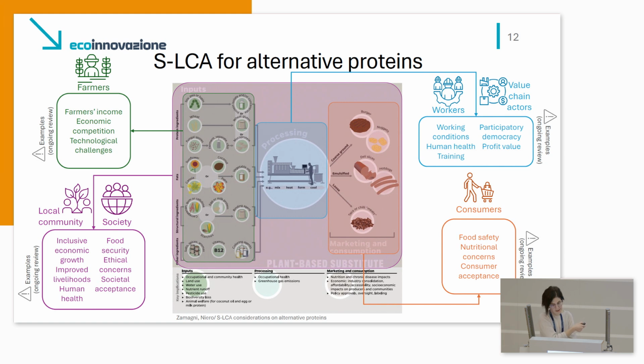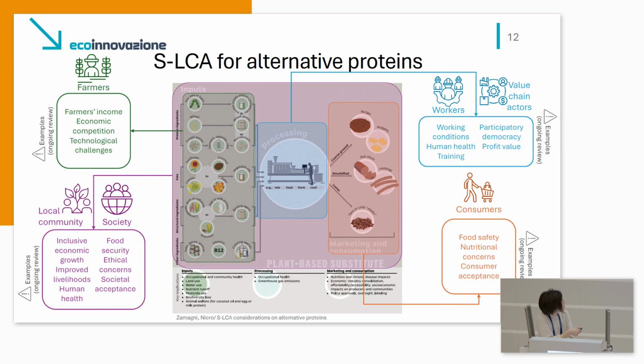When we go to workers, we talk about the working conditions. This topic was raised in the keynote of the first days. We don't need to forget that we have workers along the value chains we are evaluating, which might suffer from impacts that we are not aware of today. And human health and many other aspects. For consumers, we talk about food safety, nutritional concern, and also consumer acceptance.